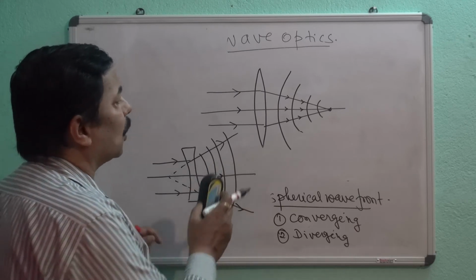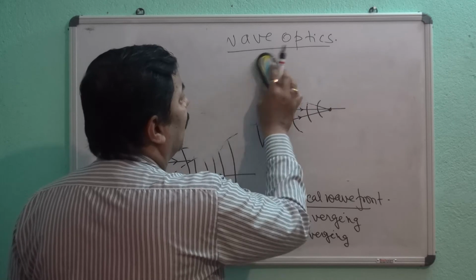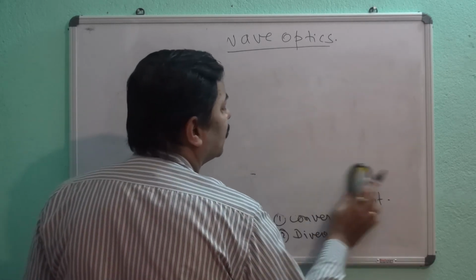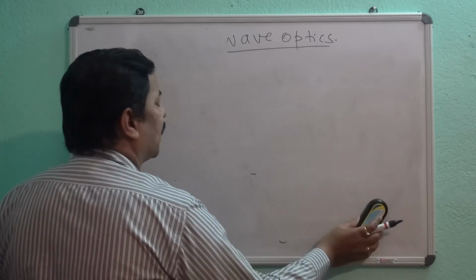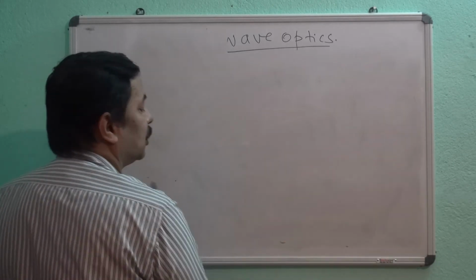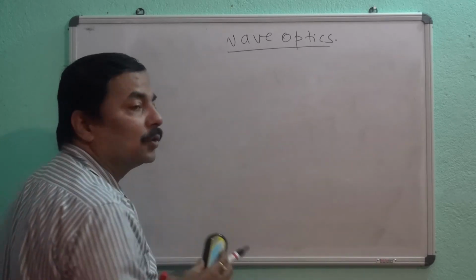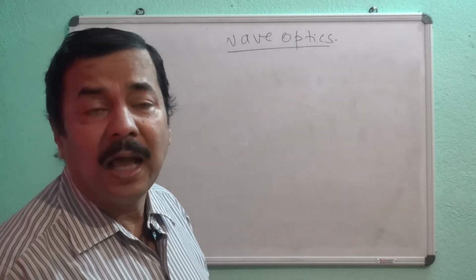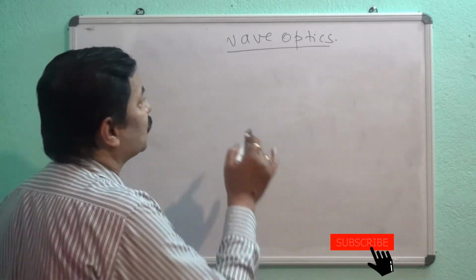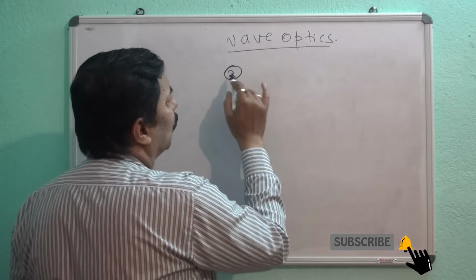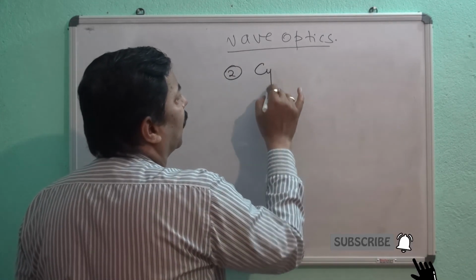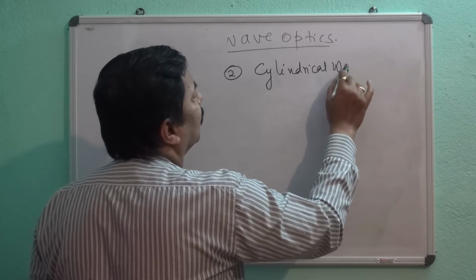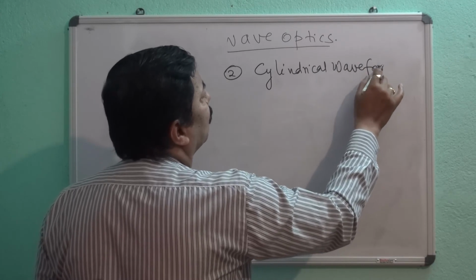We have talked about the point source of light, but it is not always a point source of light. A bulb can be treated as a point source of light, but you cannot say that a tube light is a point source of light. If the source of light is like a tube light, then it is an extended source of light and a linear source of light. So the second type of wavefront is the cylindrical wavefront.